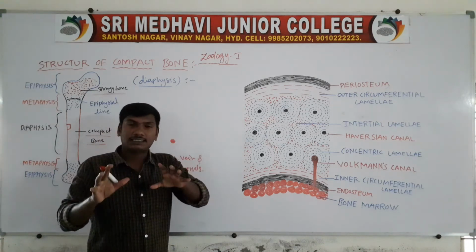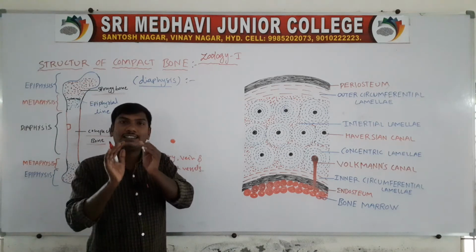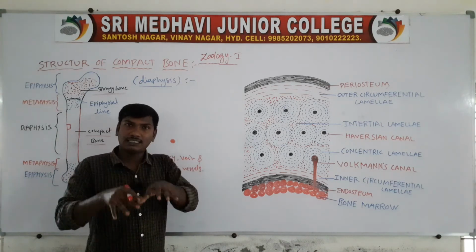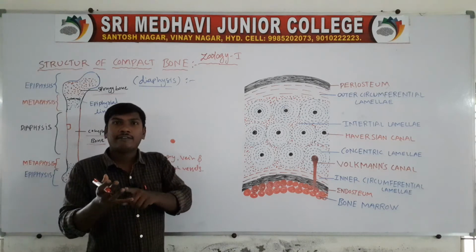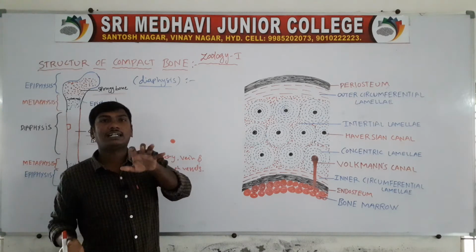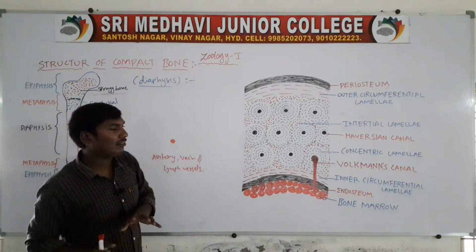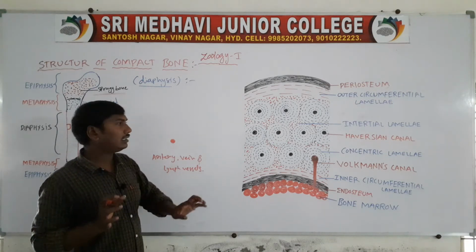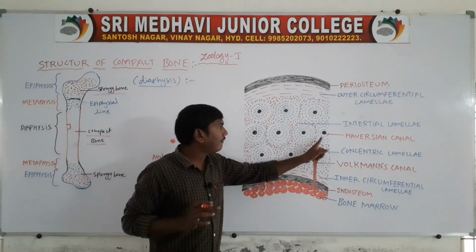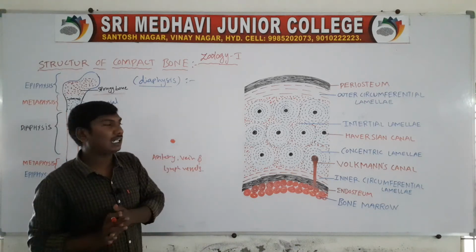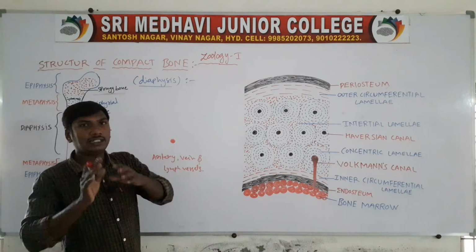That Haversian system contains a Haversian canal. That Haversian canal contains an artery, vein and lymphatic vessels. Next one, the Haversian canals are surrounded by the lamellae. They are surrounded by the lamellae.